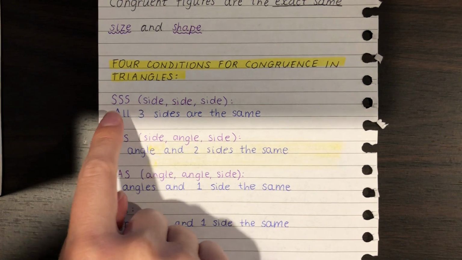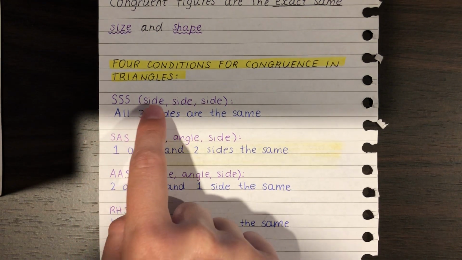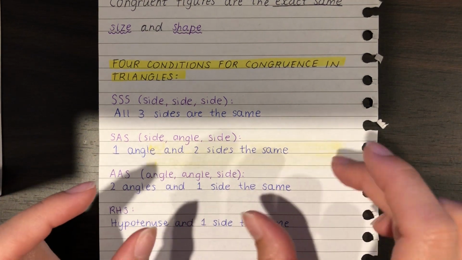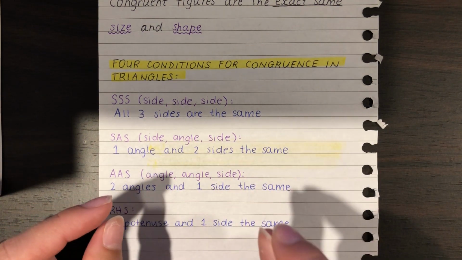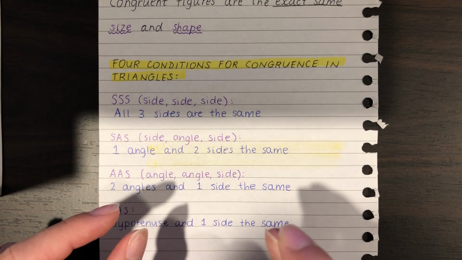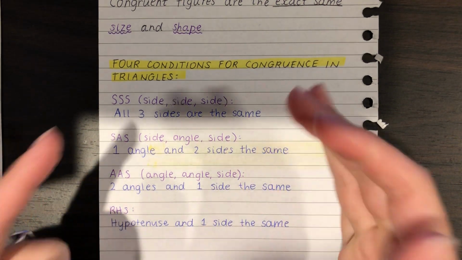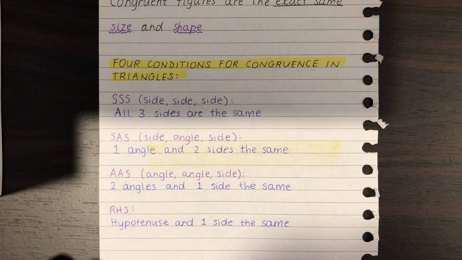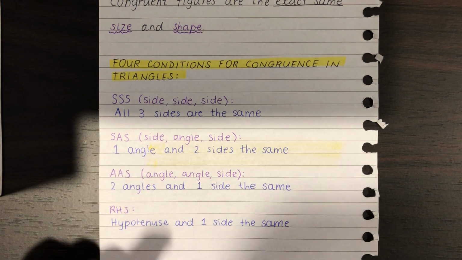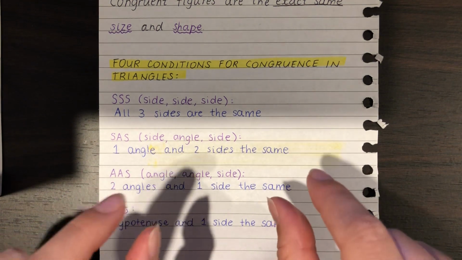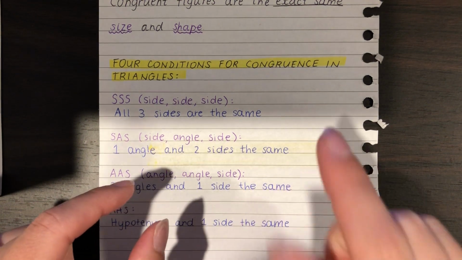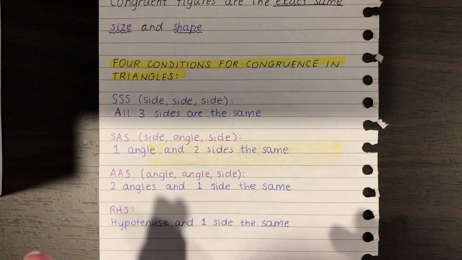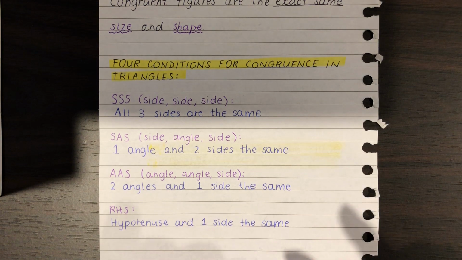The first one is SSS, which stands for side, side, side. If you have 2 triangles, all 3 sides in both of them must be exactly the same. That's the first one. The second one, SAS, side, angle, side. One of the angles between both triangles must be the same, and then the 2 corresponding sides next to it must be the same as well for both triangles.